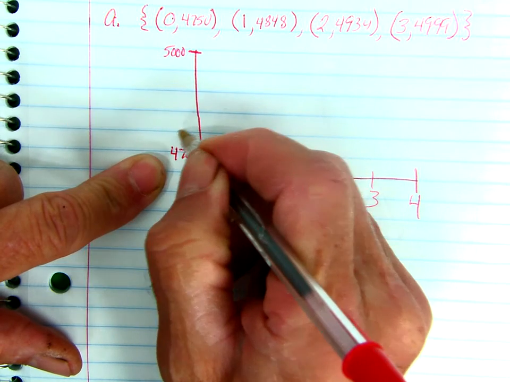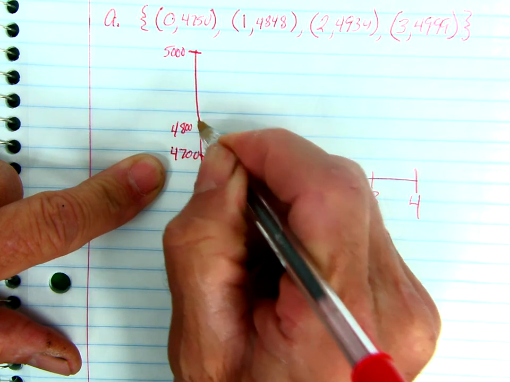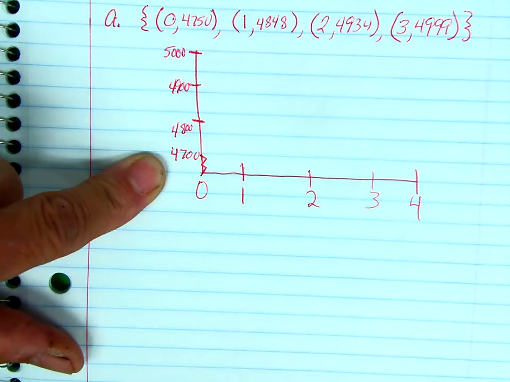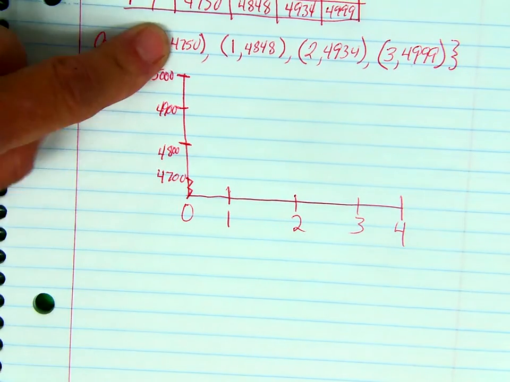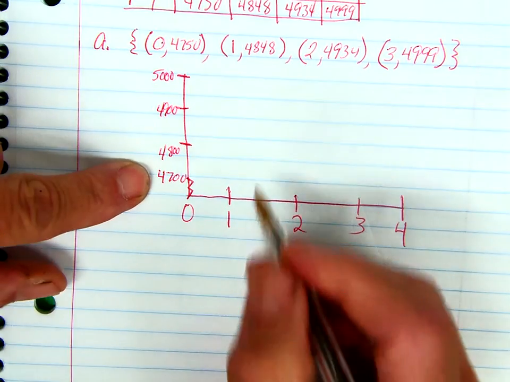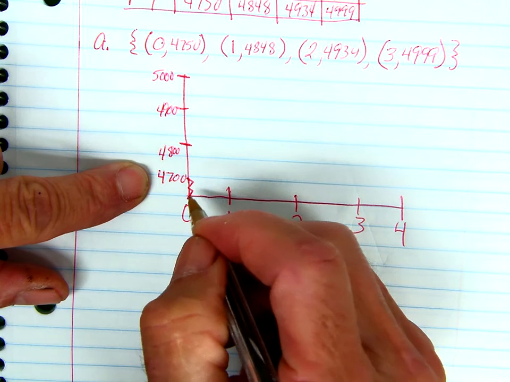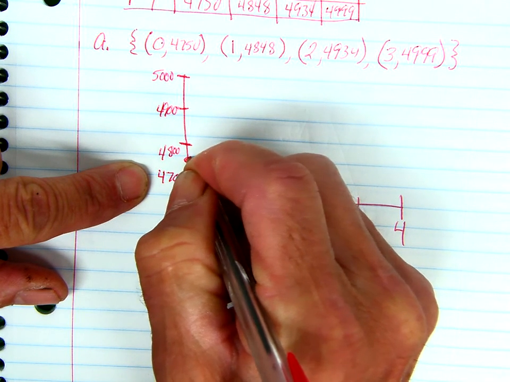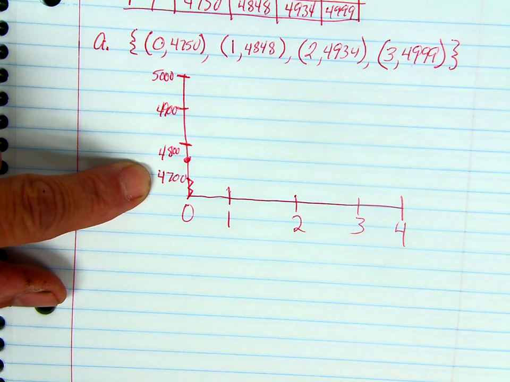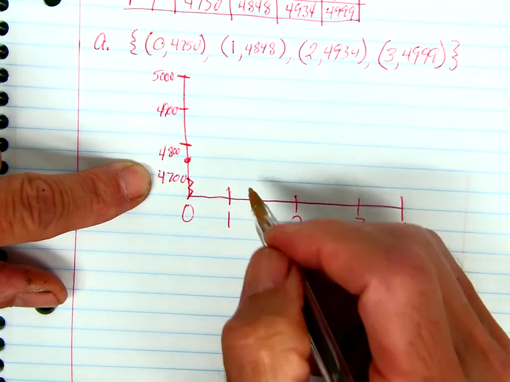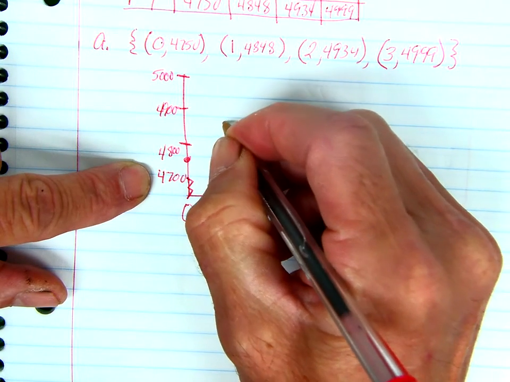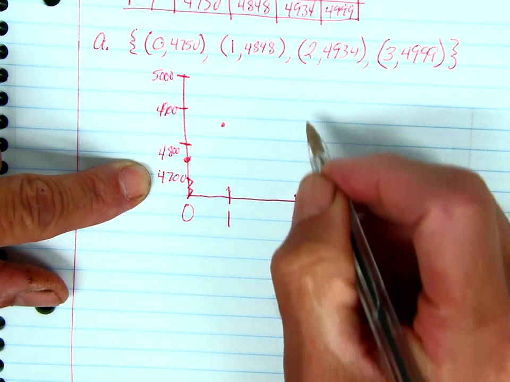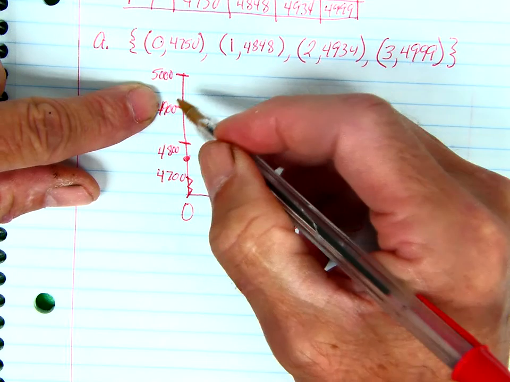So 48, 49. There we go. Now we're ready to graph this. 0, 4,750. So over 0 up to 4,750. There's the first value. 1, 4,848. Right there. 2, 4,934. 4,934.